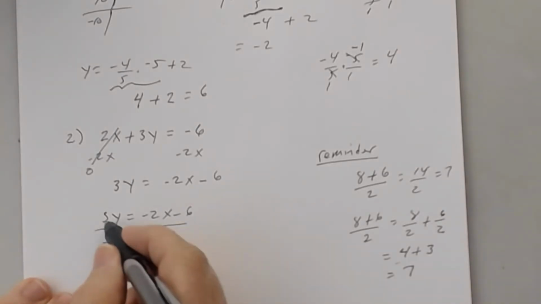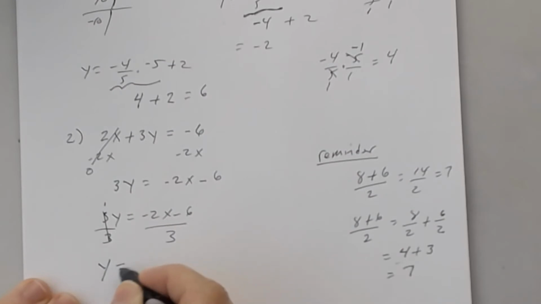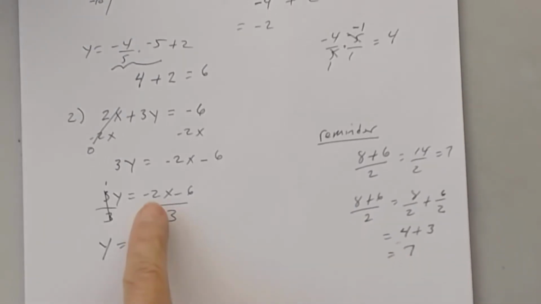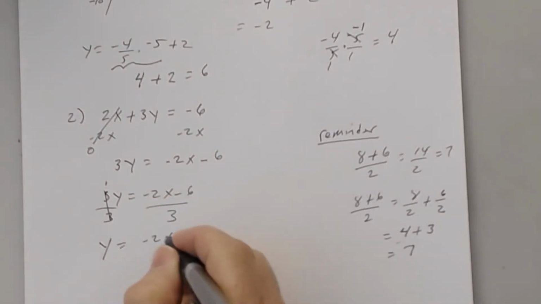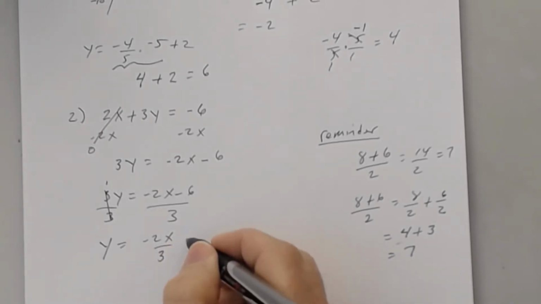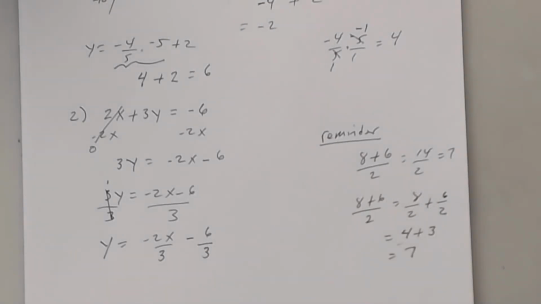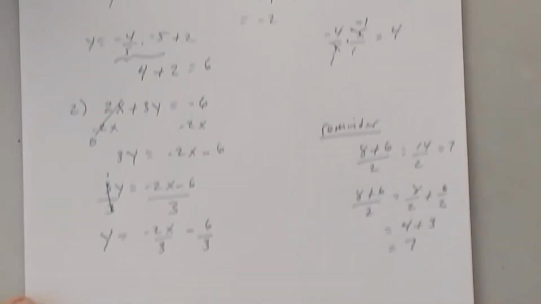All right. Now, what's 3 divided by 3? 1. 1 times y is y. So now I have y by itself, which is what I wanted. Now let's look at the right side and make it look a little bit better. What's the first term you see in the numerator? Negative 2x. It has to be divided by what? 3. What is the second term you see? Negative 6. It has to be divided by what? 3. So that's where we're at. Okay? Now, let's simplify this a little bit better.